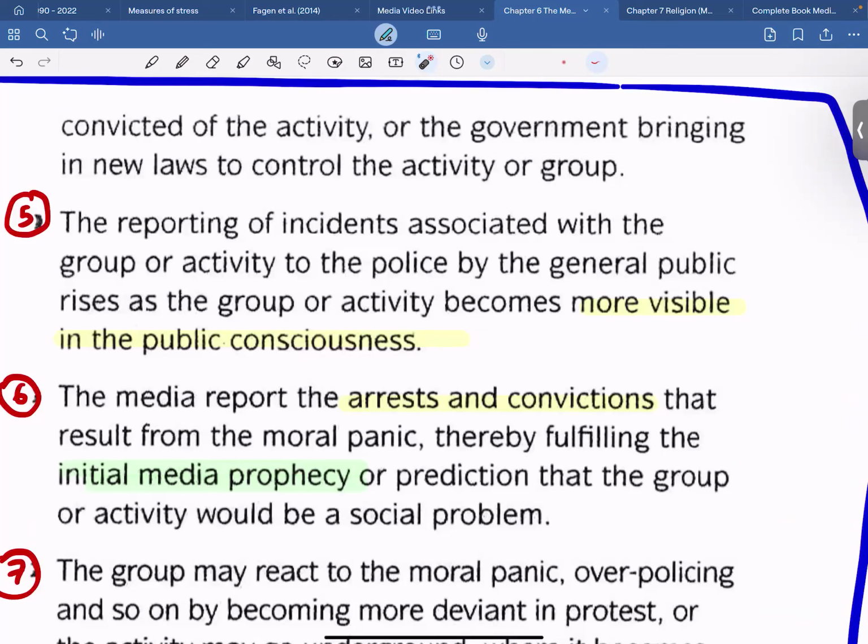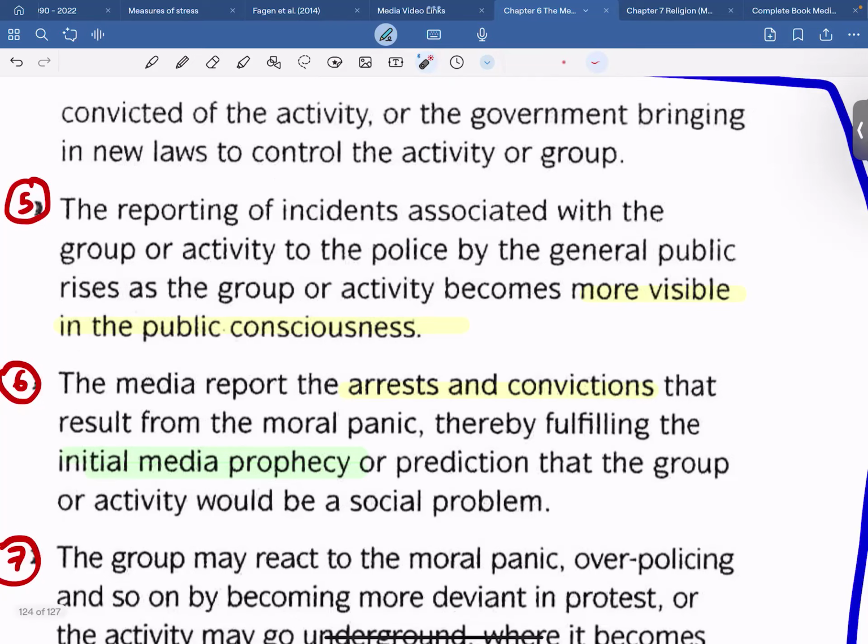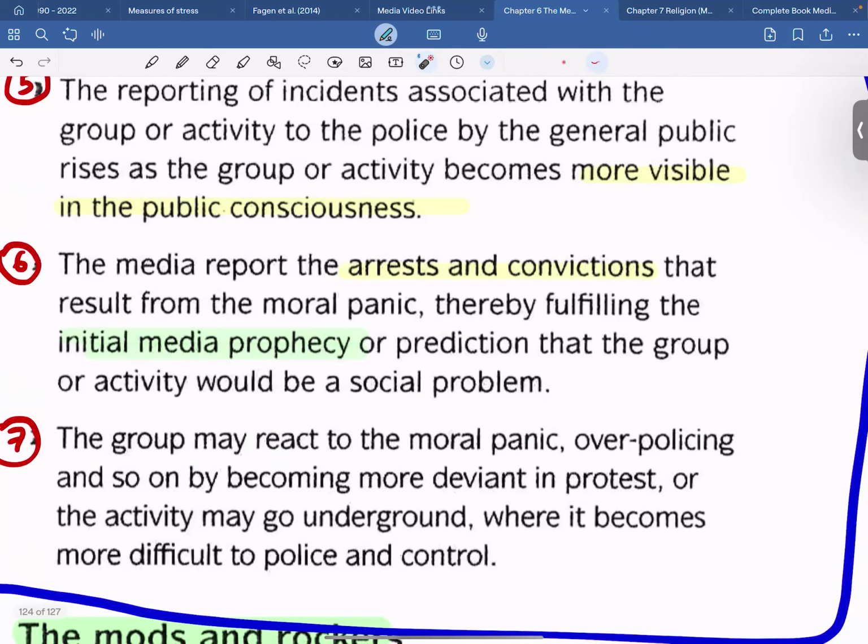or group. The reporting of incidents associated with the group or activity to the police by the general public rises as the group or activity becomes more visible in the public consciousness. The media reports the arrests and convictions that result from the moral panic, thereby fulfilling the initial media prophecy or prediction that the group or activity would be seen as a social problem. The seventh step, the group may react to the moral panic, over policing, and so on by becoming more deviant in protest, or the activity may go underground where it becomes more difficult to police or to control.